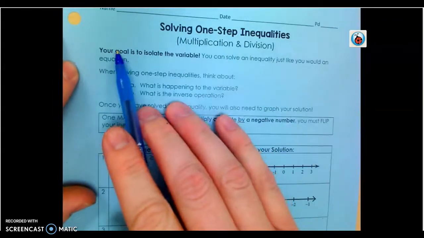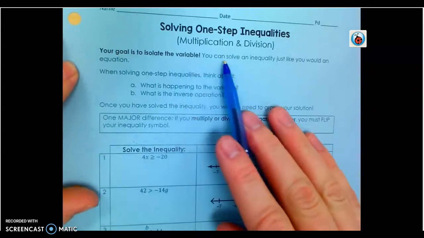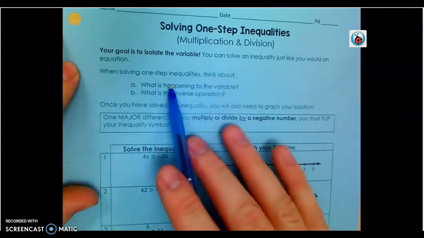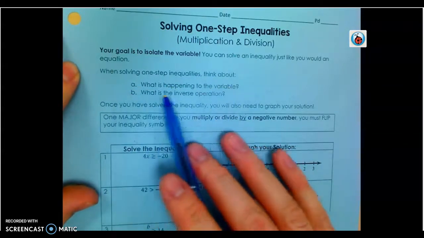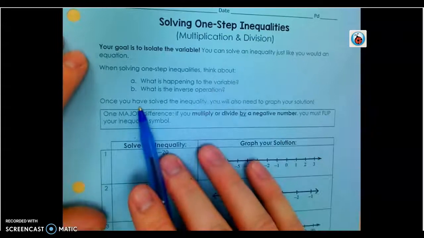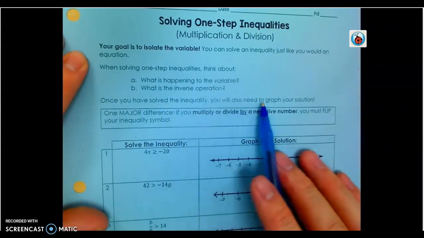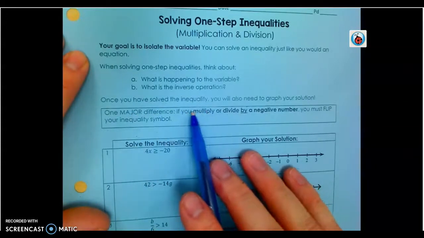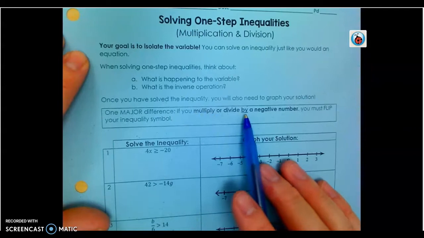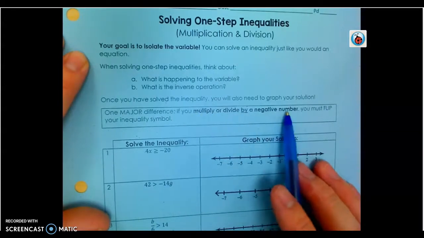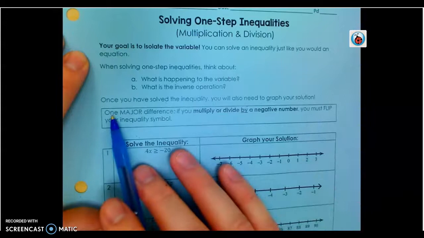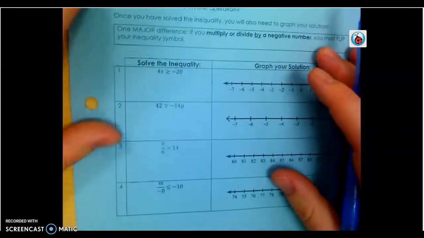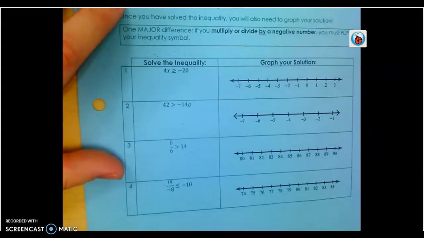So just like before, your goal is to isolate the variable. You can solve an inequality just like you would solve an equation. When solving one-step inequalities, think about what's happening to the variable. What is the inverse operation? Once you have solved the inequality, you will also need to graph your solution. One major difference is if you multiply or divide by a negative number, you must flip your inequality symbol. Have to.